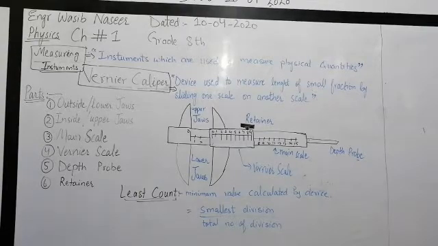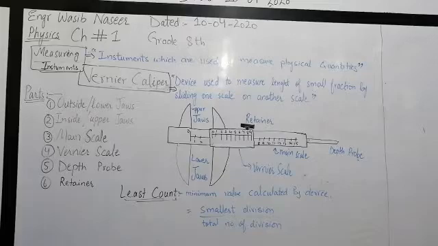So what is the Vernier caliper? The Vernier caliper is a device which is used to measure length. You know, length is a basic physical quantity, and with the help of the Vernier caliper we can measure the length of objects which are very small, and we cannot measure their length by using a meter ruler. Then we will use the Vernier caliper.